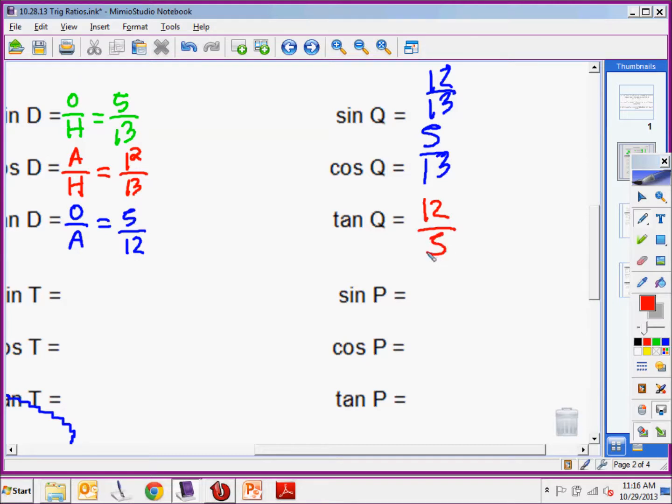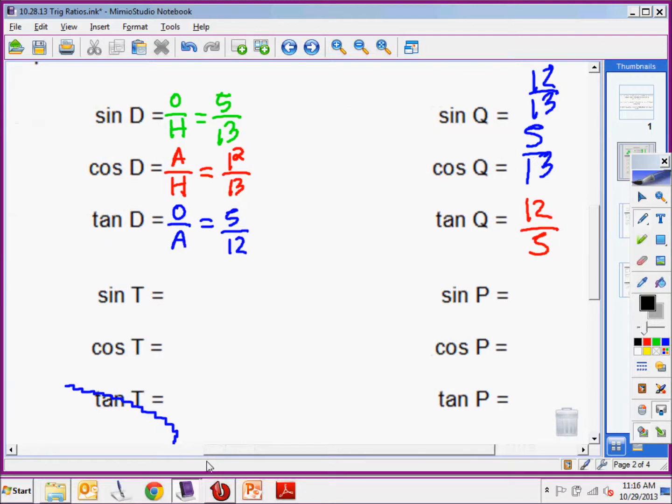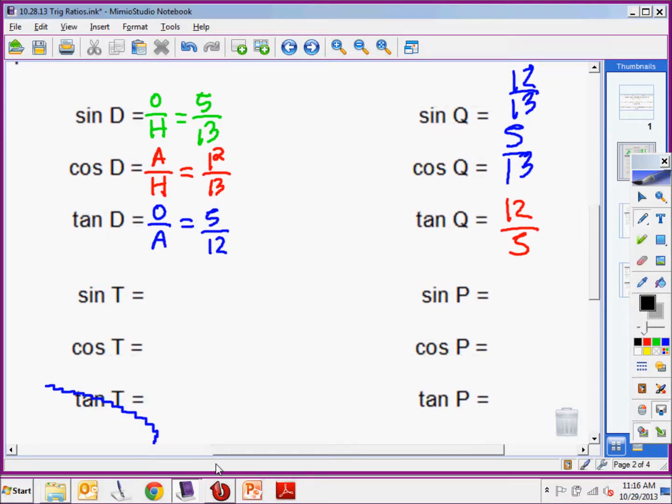All right, there is a relationship. Look at my sine and my cosine. They switch numerators and denominators. So the sine of D is the what of Q? It's the cosine. The cosine of D is the what of Q? The sine of Q. And what is the relationship between the tangents? They just flip. And what's the word? Reciprocals.